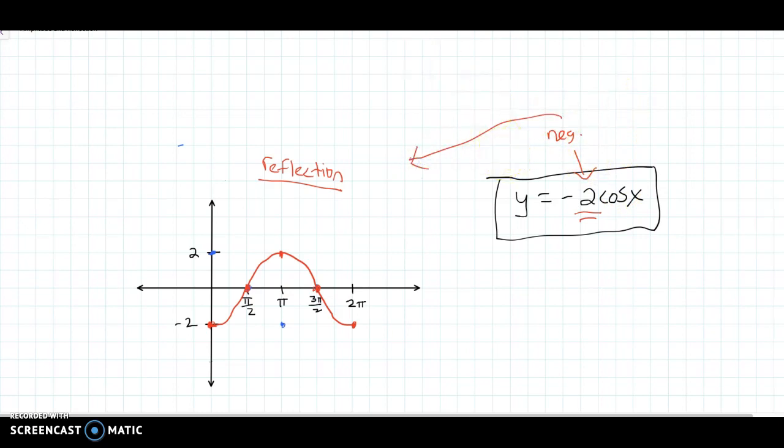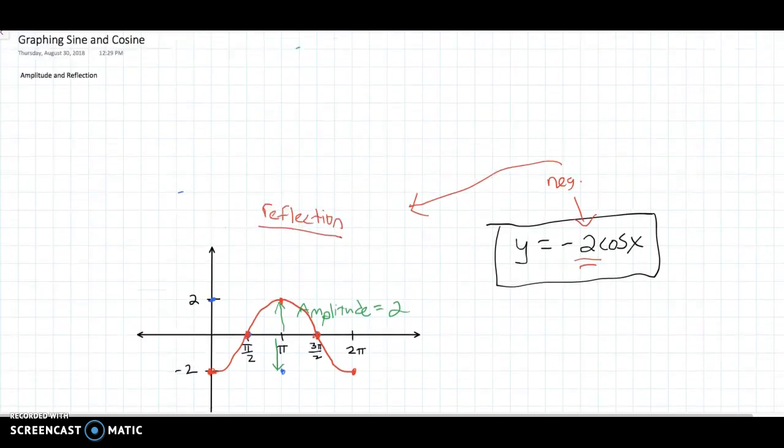What is the amplitude of this graph? And remember, amplitude is simply how much it goes up and down from baseline. So my amplitude is still 2. Amplitude is never negative. So always quote your amplitude as a positive number. And so that's what I have for the graph of -2 cosine.